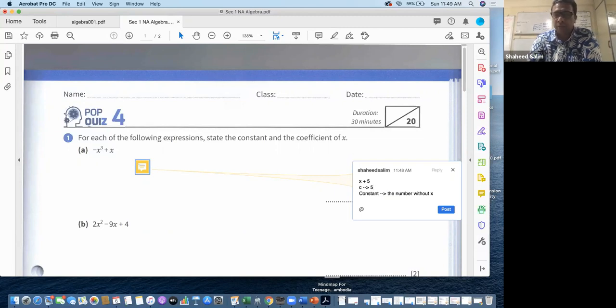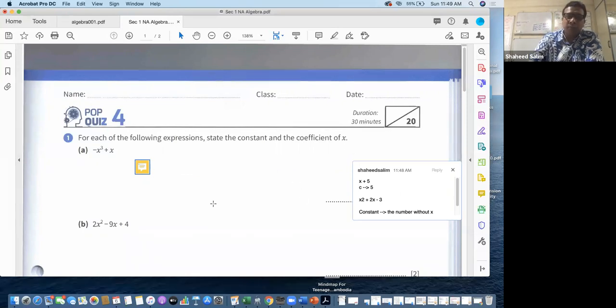Good. So let's say now I give you another one. Let's say x squared, imagine this is squared, plus 2x minus 3. What is the constant? Minus 3. Okay. So now down here, let's look at 1a.